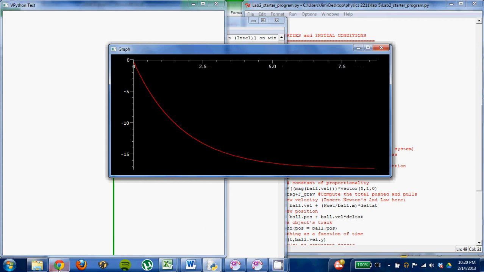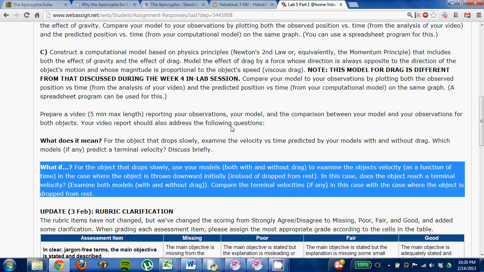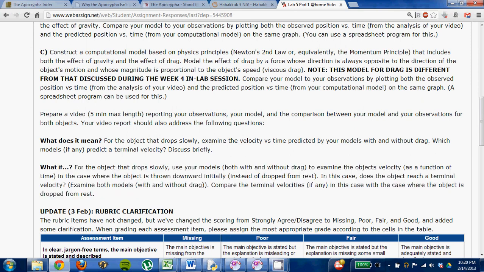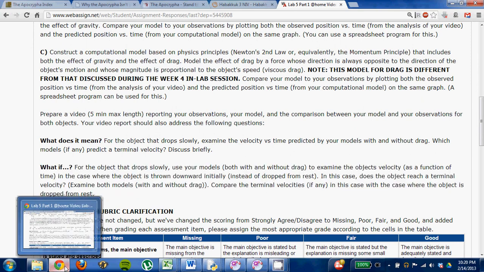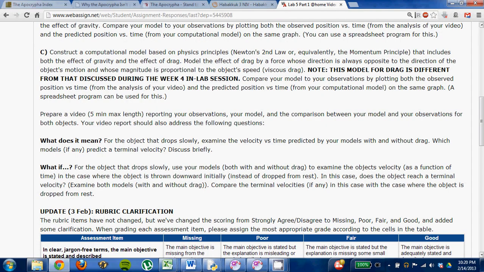So what does that mean? What that means is that the terminal velocities are the same whether you throw it or drop it from rest. It's the same for the object no matter how you throw it. In this case, we have to drop from rest. So both objects do in fact reach a terminal velocity, and it is in fact the same velocity.